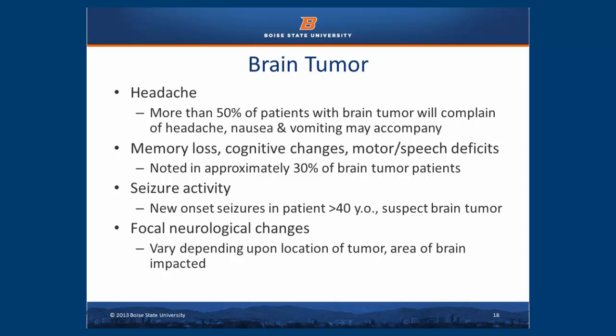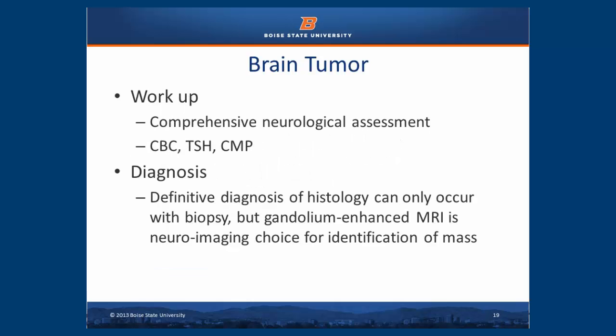Seizure activity can occur. Anytime you have a new onset of seizures in a patient over 40 years old, you should work to rule out a brain tumor. And there may be focal neurological changes depending upon the location and size of the tumor and the area of the brain impacted. Most of the diagnostics that you will perform in primary care will be aimed at ruling out other potential diagnoses.